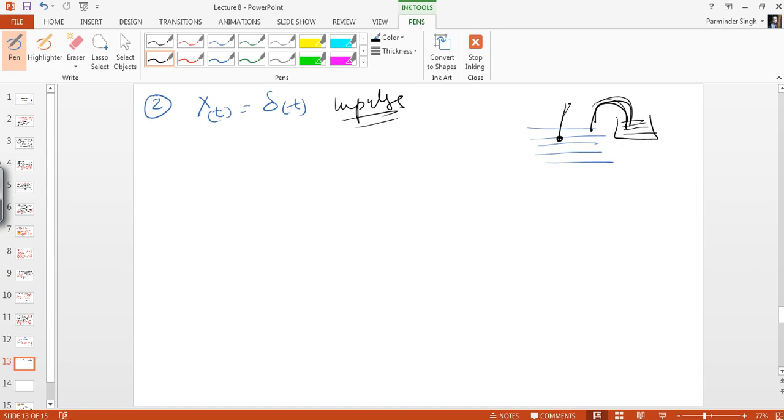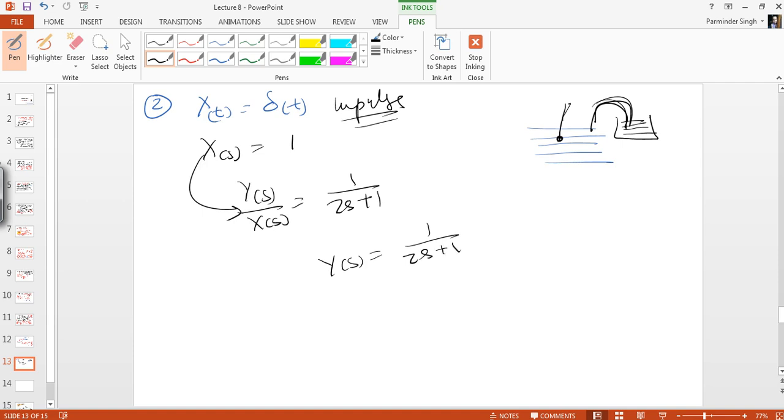Now what will be the Laplace of this? Laplace of impulse is 1. So Y(s) upon X(s) is the transfer function of the thermometer. Now we know that X(s) is 1. So what will be Y(s)? Y(s) will be nothing but 1 upon tau s plus 1, or this can be written as 1 upon tau times s plus 1 by tau, and if you take the Laplace inverse of this, you have y(t), which will be 1 by tau e to the minus t by tau.